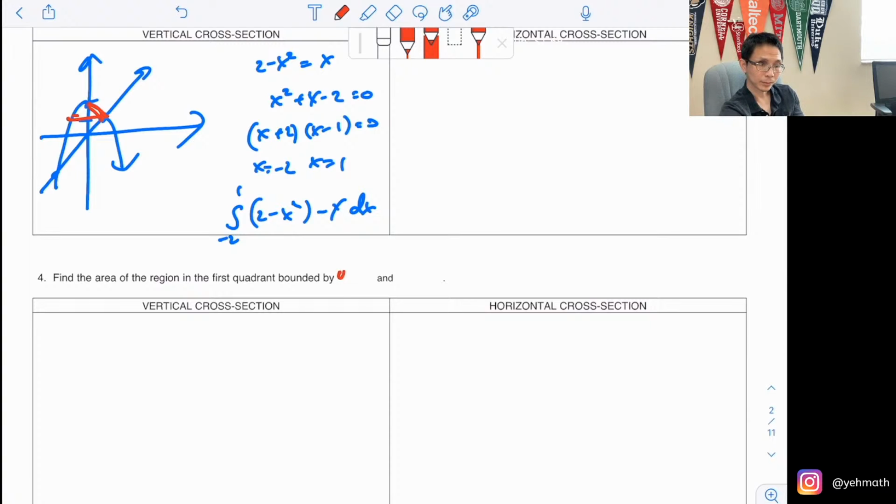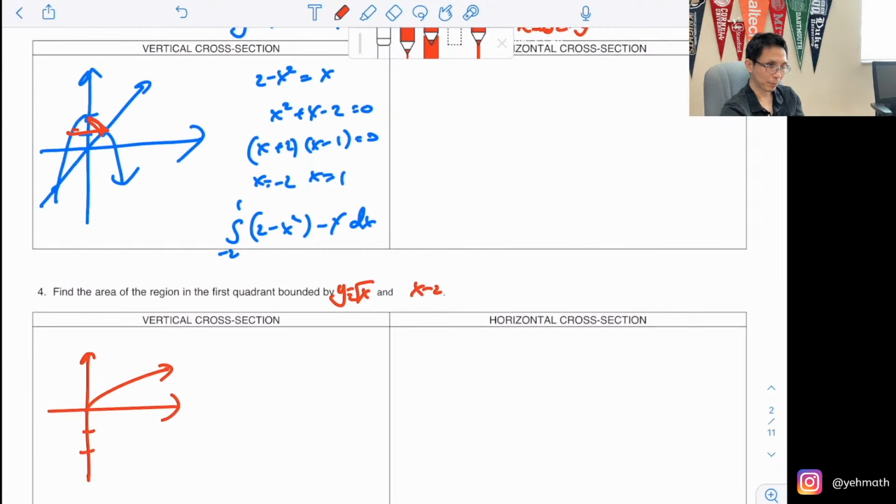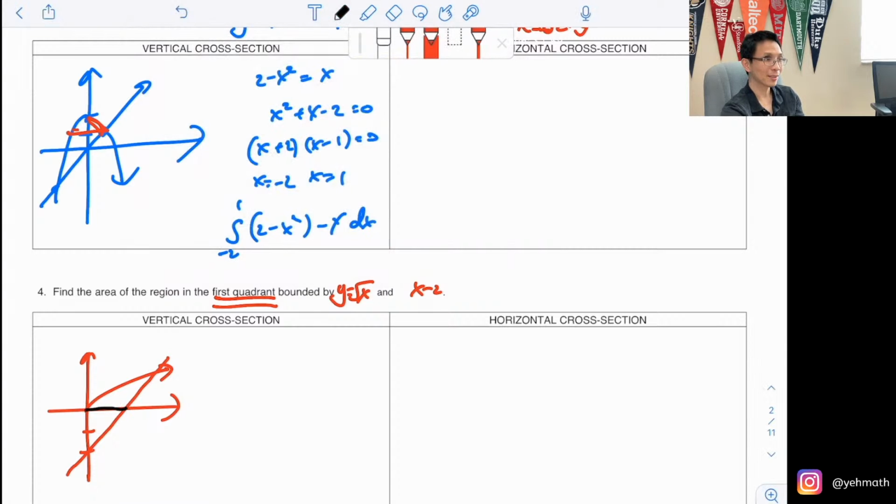Yeah. Okay. Square root x and x minus 2. Do I expect you to graph this? Yes. This is just a straight line and the square root graph like this. X minus 2, 1, 2. Now the problem of this question is they are very tricky. What else do they tell you? They say the first quadrant. Did you look at those? Oops.